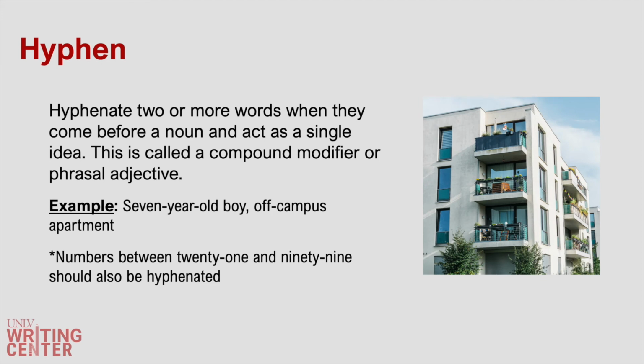You will use a hyphen between two or more words when they come before a noun and act as one primary idea. 7-year-old boy, or off-campus apartment are examples. Numbers between 21 and 29 should also be hyphenated, with the hyphen falling between the larger number and the smaller number.